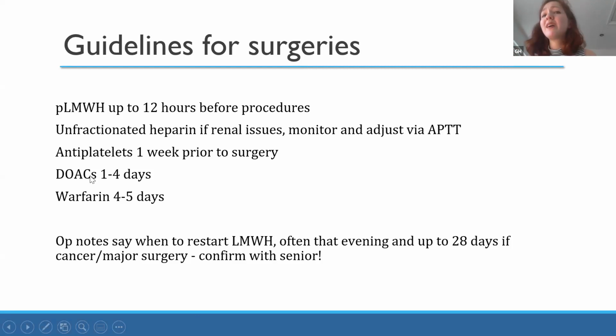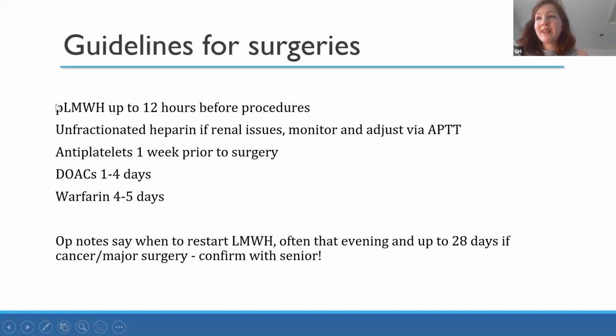But if you want to know as well, DOACs 1 to 4 days before their surgery, warfarin 4 to 5 days before the surgery. Antiplatelets, aspirin, clopidogrel need to be stopped 1 week prior to surgery, maybe more. This is why they'll have a clinic appointment with their consultant to decide this.